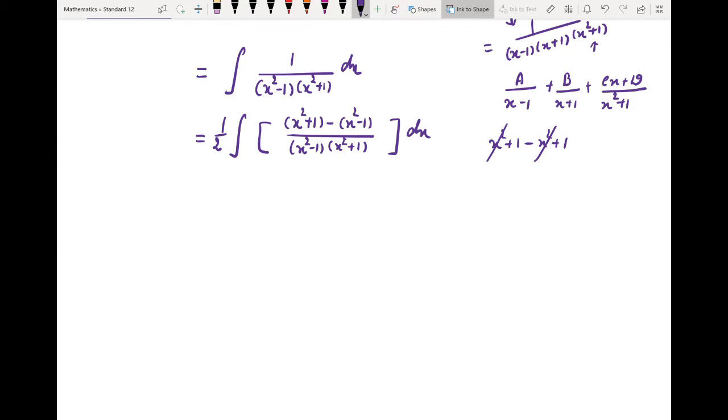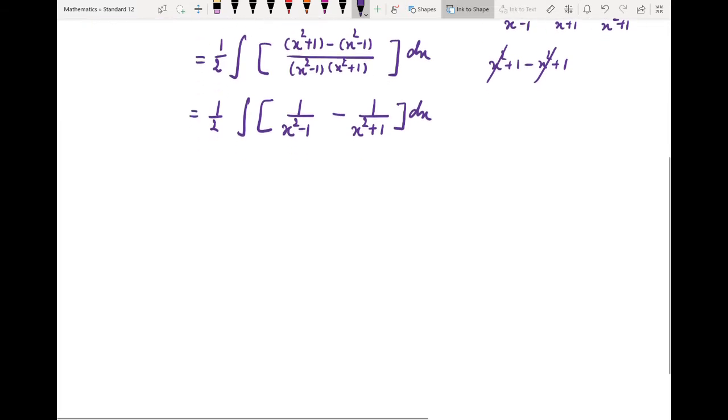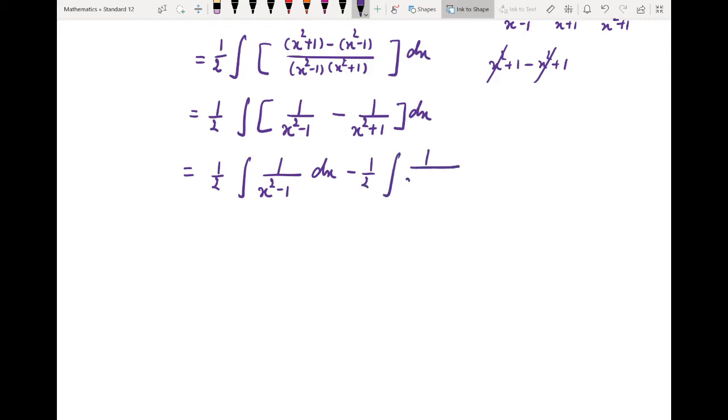So rewrite numerator with the help of denominator. Now divide each term by denominator. So this is 1 upon x square minus 1, 1 upon x square plus 1 dx. And now we can integrate term wise. So this is 1 upon x square minus 1 dx, 1 upon x square plus 1 dx.